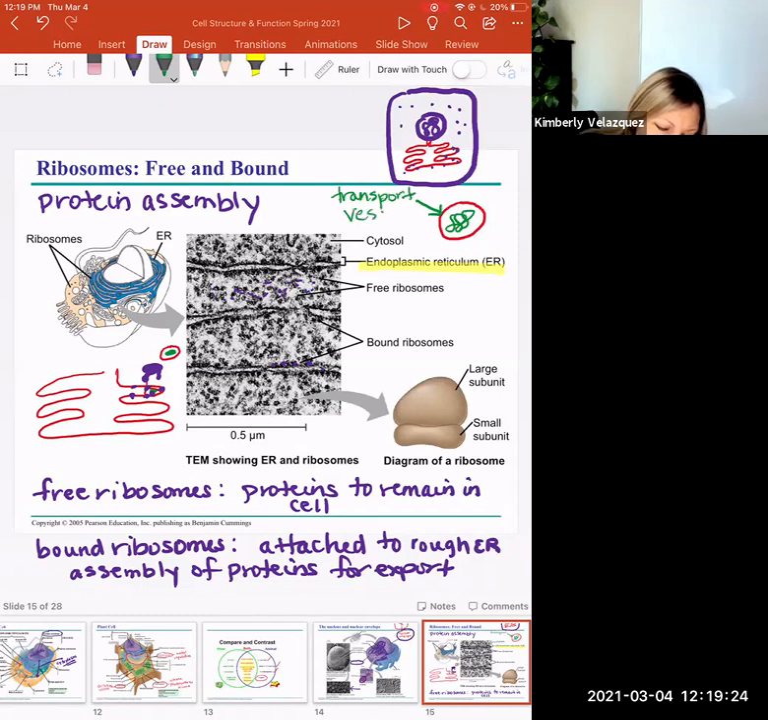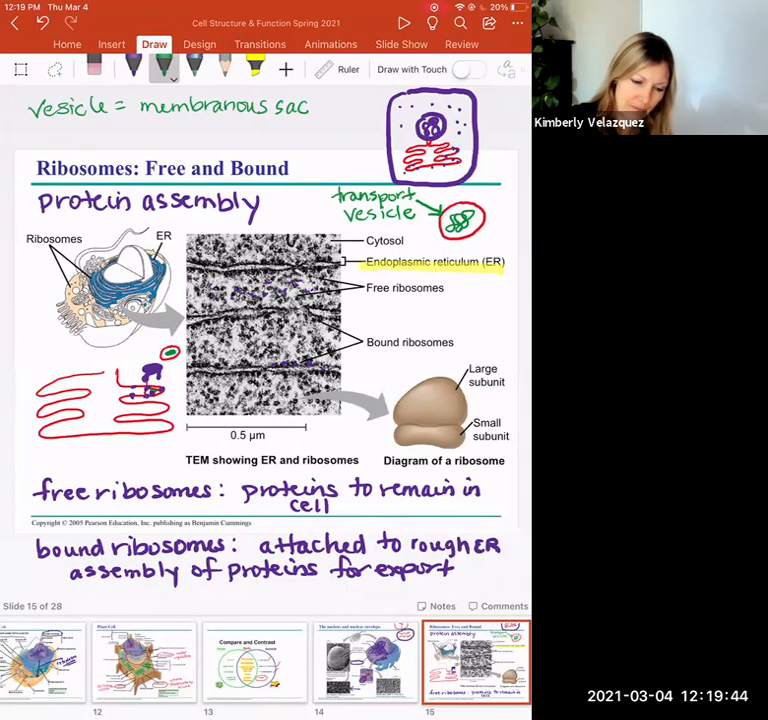A vesicle is just a membranous sac, a sac made of membrane. So vesicle is a membranous sac, a sac made of membrane. And if it's a transport vesicle, it means it's a vesicle carrying a cell product. That transport vesicle just pinched off from the rough ER, carrying that protein product. So that's a very handy setup. We're going to see what happens later to that product.